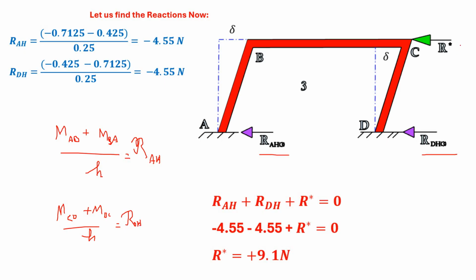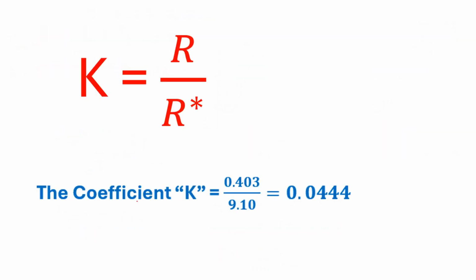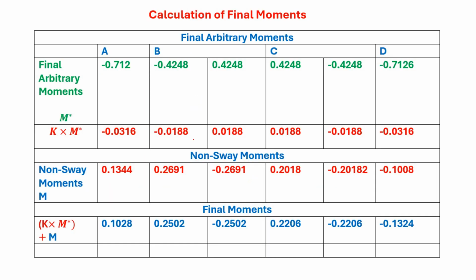Once you are done with this, this is the final sway force, which is equal to the addition of these two forces. Now you can see that it will be in the opposite direction. So you are getting plus 9.1 Newton. Now, what is K? K is the coefficient which is defined as the ratio of the real sway force divided by the arbitrary sway force. So you are getting 0.0444.